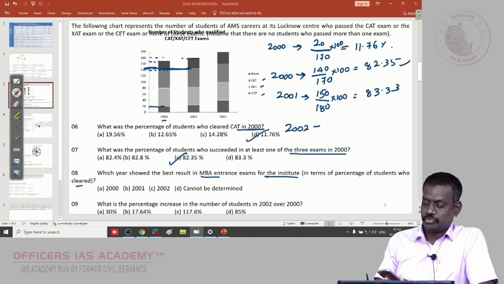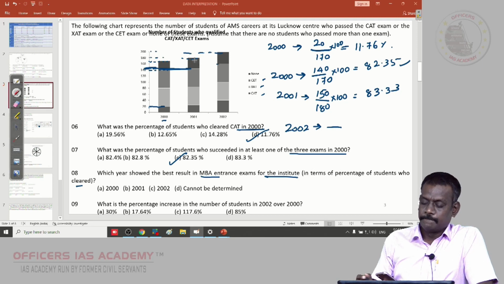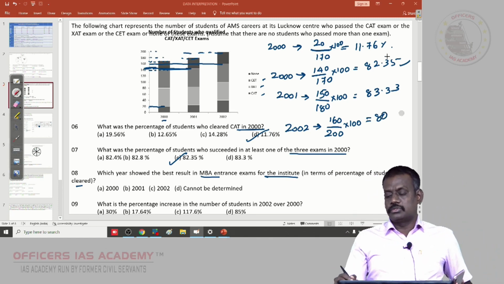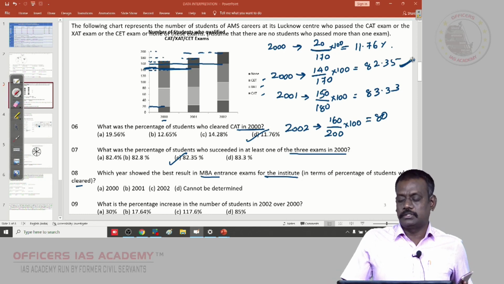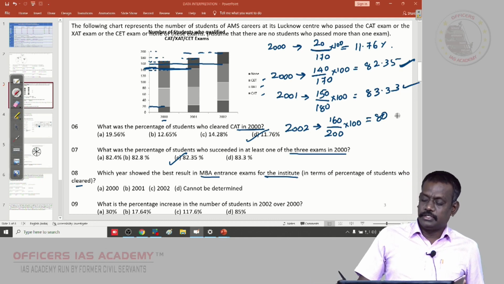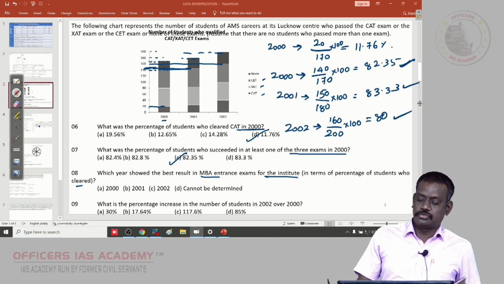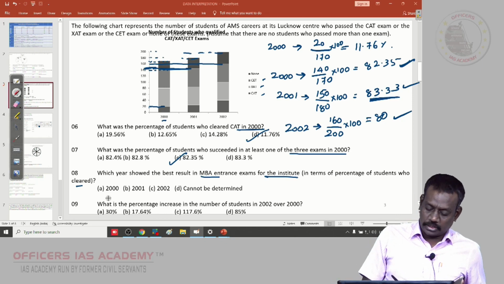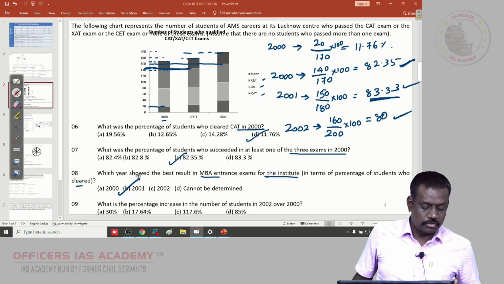And 2002, it is 200 students. Out of that, 160 students have cleared; 160 divided by 200 into 100 will give you 80%. Okay. So in 2000 the percentage of success was 82.35, in 2001 it was 83.33, and in 2002 it was only 80%. So the better performance happened in 2001. So the answer is 2001.